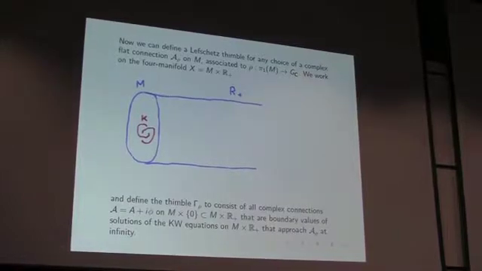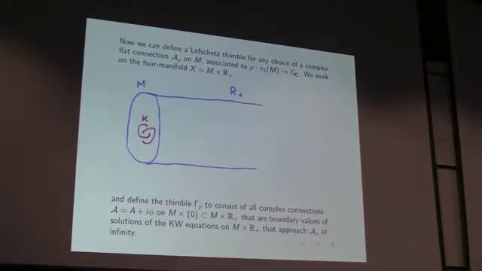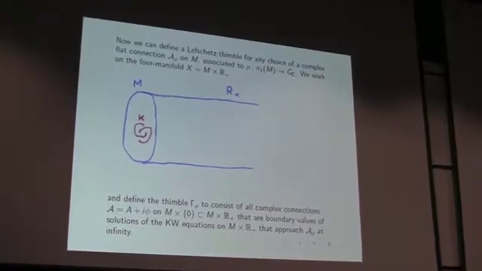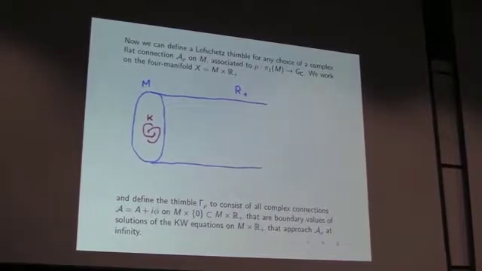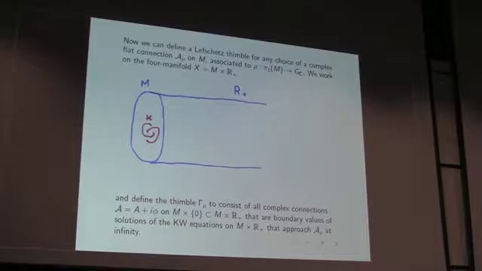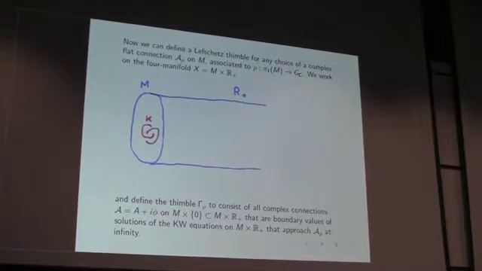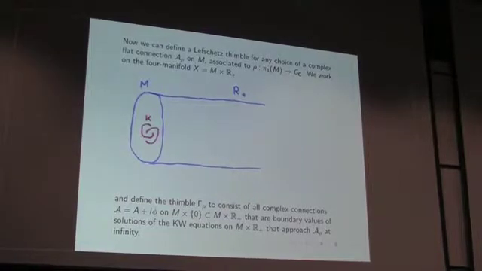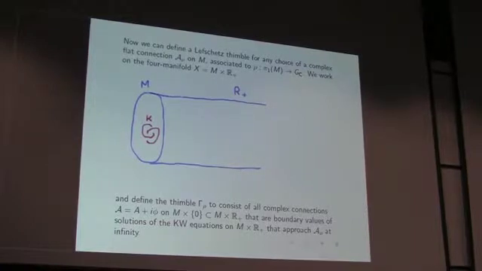And we define a thimble, gamma rho, for every representation rho of the fundamental group, to consist of all flat connections on the boundary that are boundary values of solutions of the KW equations, the gradient flow equations for complex Chern-Simons theory, on M times R plus, that approach the given critical point at infinity. So that's what a Lefschetz thimble means in this situation.